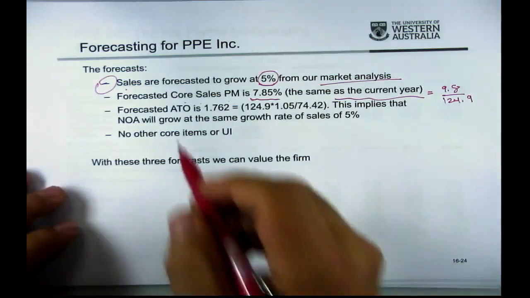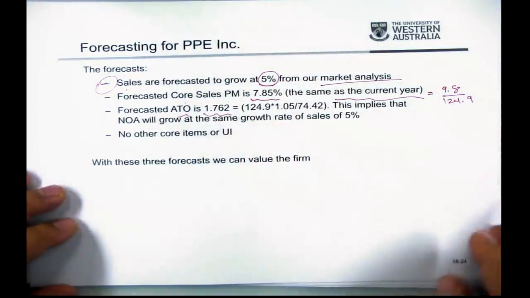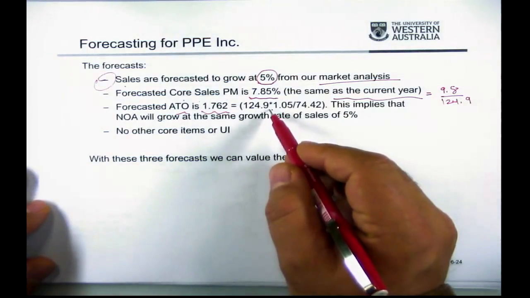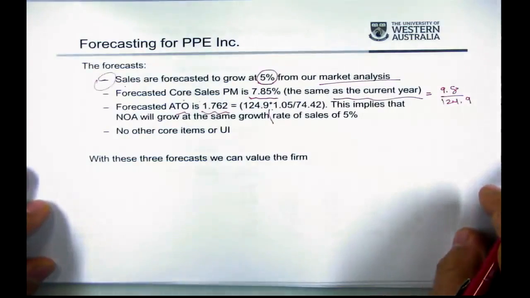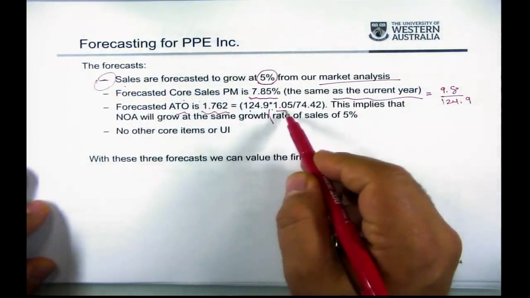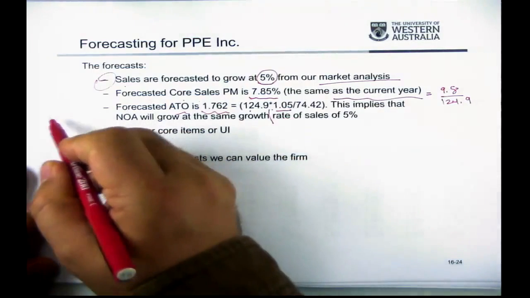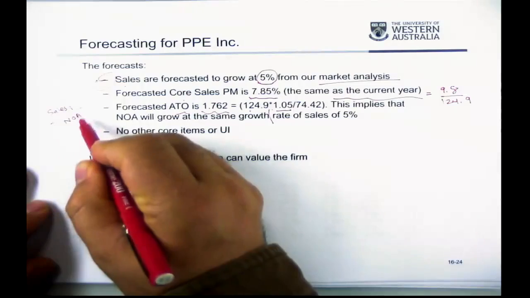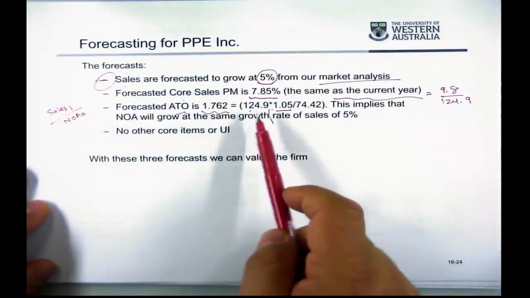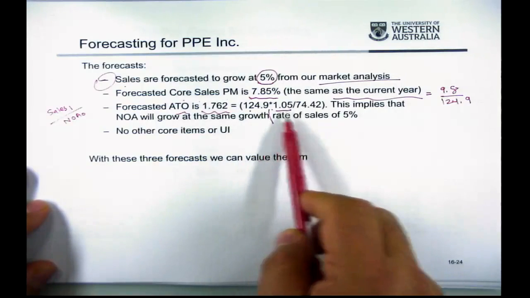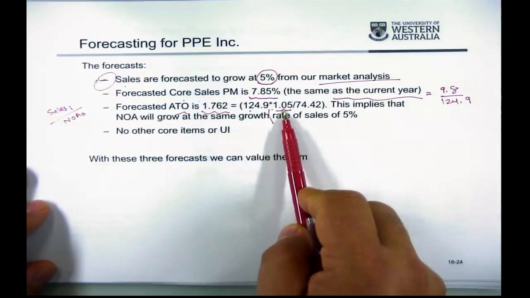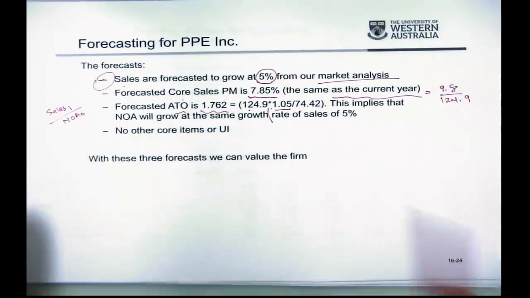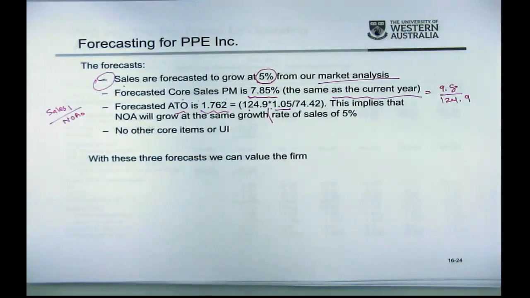And the forecasted ATO is 1.762. It is assumed to be constant every year. Calculated as what? This is sales multiplied by 1 plus the growth rate. This is sales in year 1 divided by net operating assets in year 0. Sales in year 1 is equal to sales in year 0 times 1 plus the growth rate. Then we divide it by net operating assets at time 0. So this is the expected ATO. It is assumed to be constant every year.